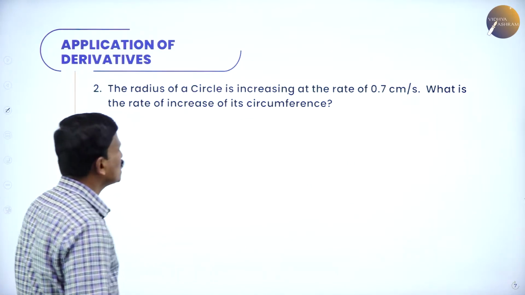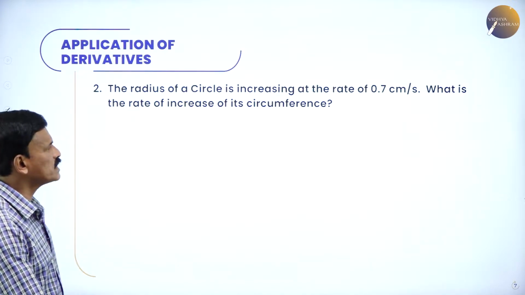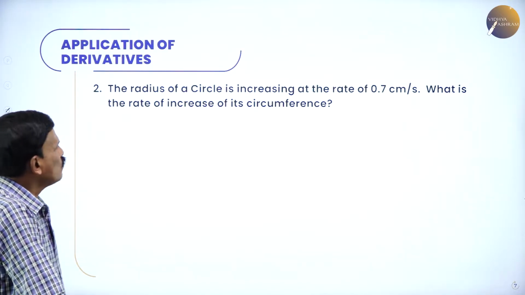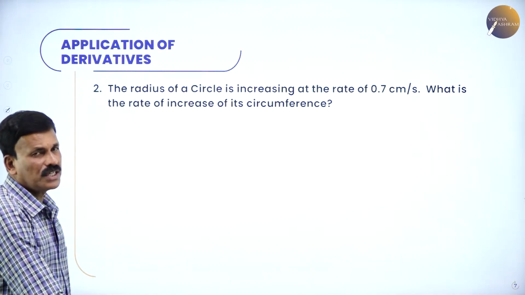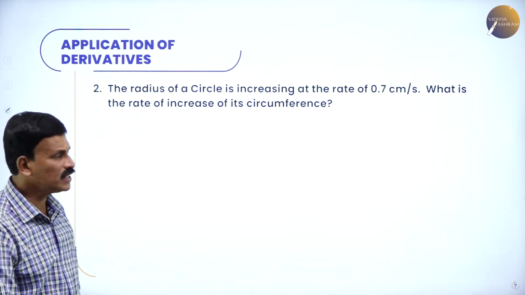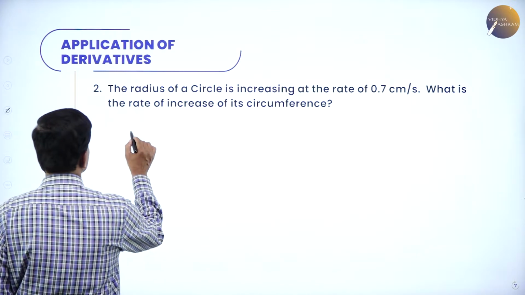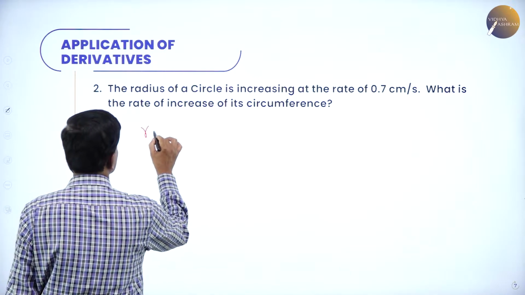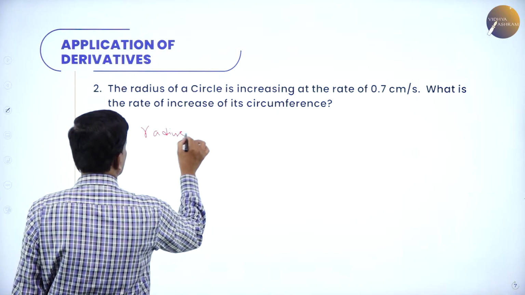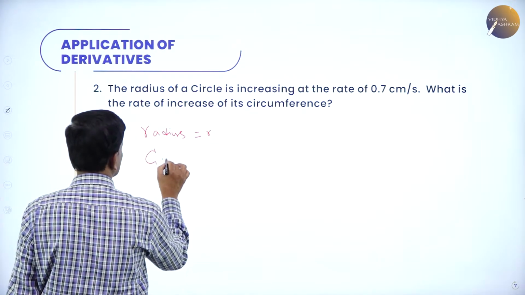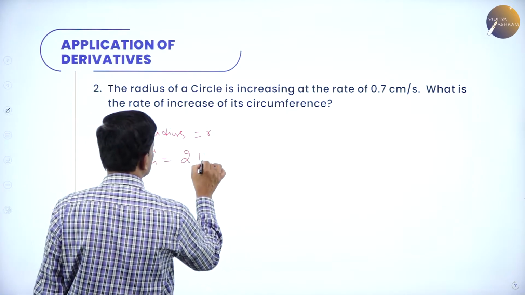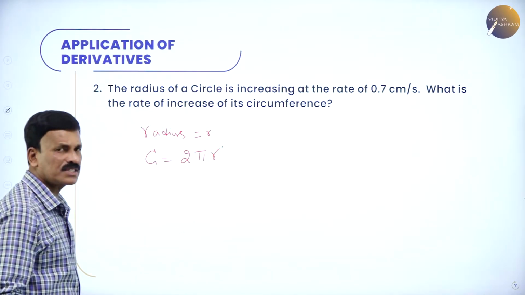The radius of a circle is increasing at the rate of 0.7 centimeters per second. What is the rate of increase of the circumference? Now again here the circumference problem is given. Suppose r is the radius of a circle, c is the circumference. The circumference of the circle is given by c is equal to 2 pi r.